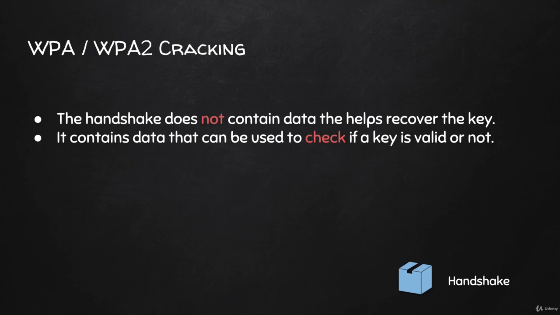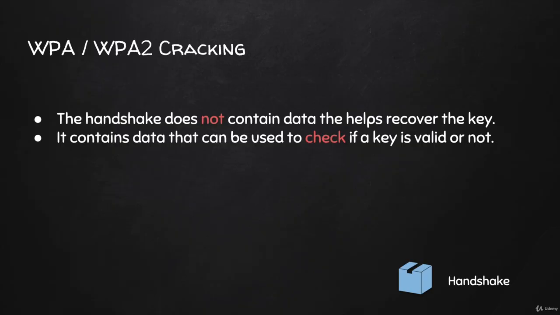From the previous lectures, we learned that when it comes to WPA and WPA2, the only packets that contain some information that can help us with cracking the key are the handshake packets. And in the last lecture, we learned how to capture the handshake and store it in a file. Now, the handshake does not contain any information that can help us to recover or recalculate the WPA key. The information in it can only be used to check whether a password is valid or not.